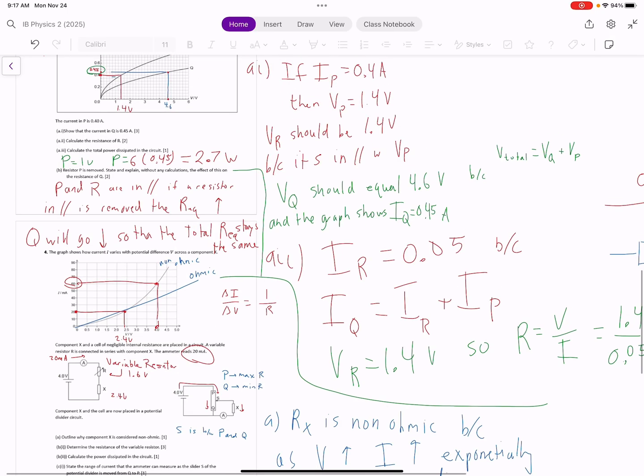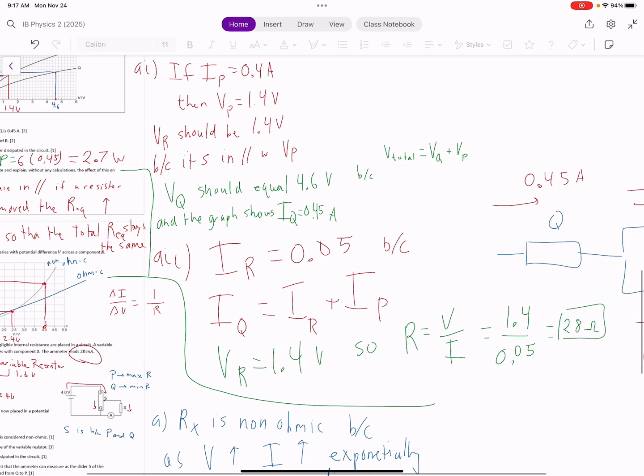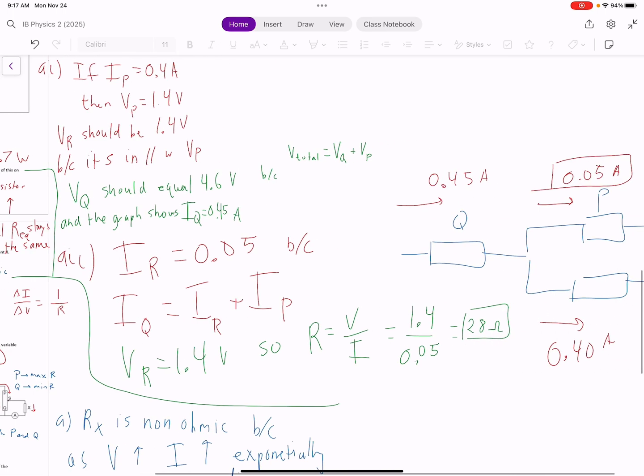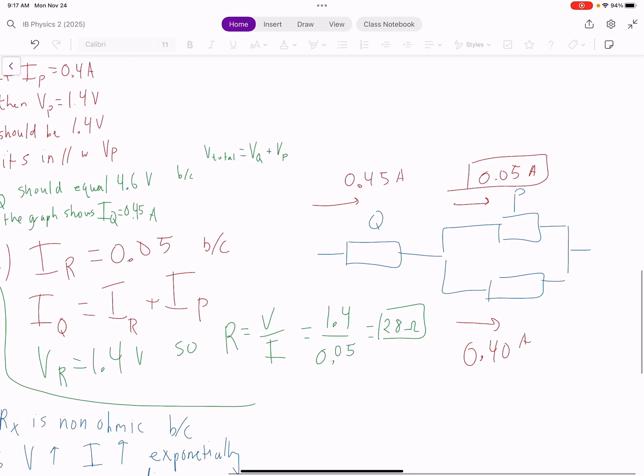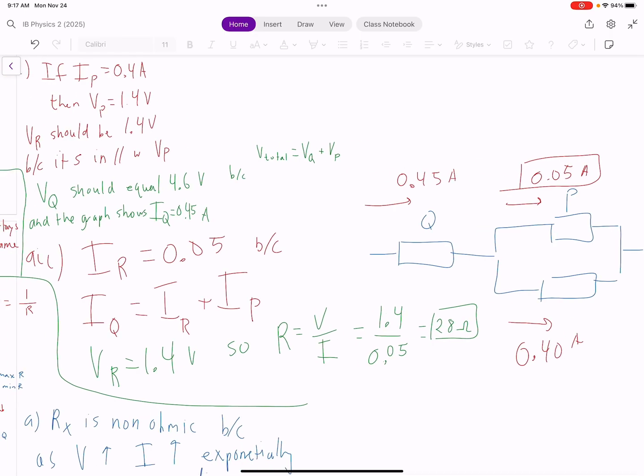All right, I think that's all you have to do for that one. Oh, no, we have to find the resistance, right? So we know the current, we know the voltage. We're going to use R equals V over I, and we find it's 28 ohms. And I drew a diagram here showing that if the current splits, it has to split and add up.